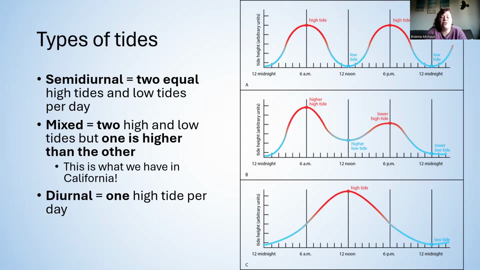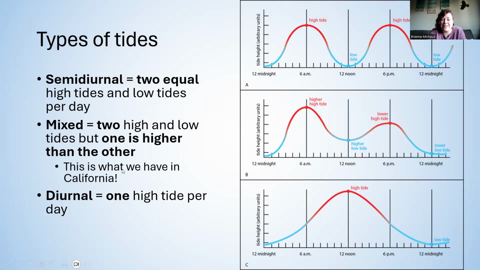Last thing I'm going to talk about are some types of tides. There are three main types of tides based on how many high tides and low tides you get per day and their heights. First, most of the world has semi-diurnal tides. That means there are two high tides and two low tides per day, and they're pretty much the same height. So the high tides are the same height and the low tides are the same height.